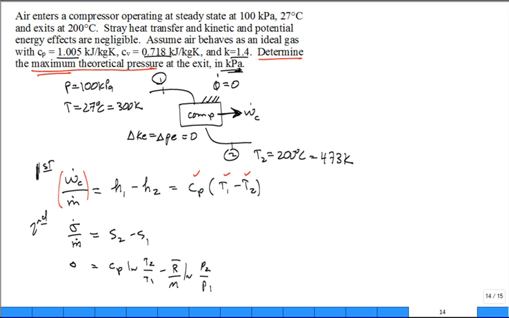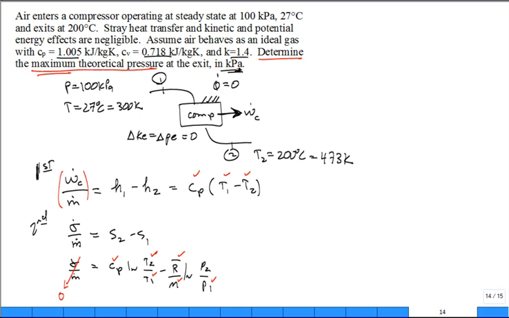Now, there's a couple ways of doing this, but basically, it's best performance if this is driven to zero. Best performance. The temperatures are fixed. The specific heats are given. The inlet pressure is given. There's only one unknown. Okay?